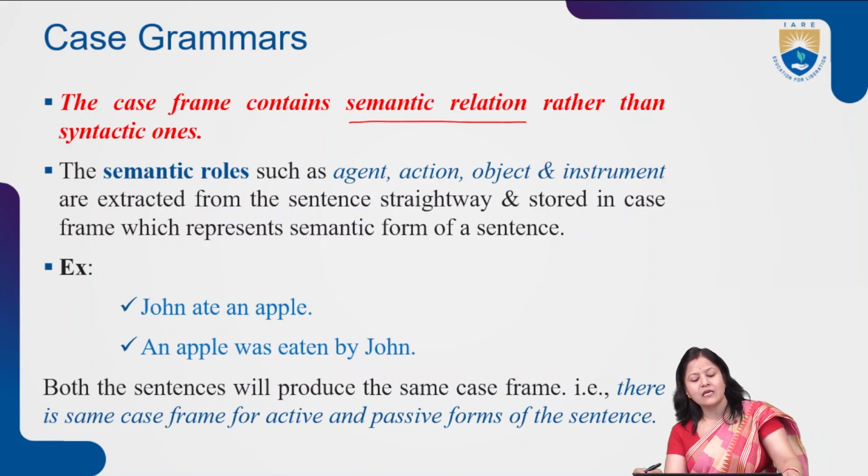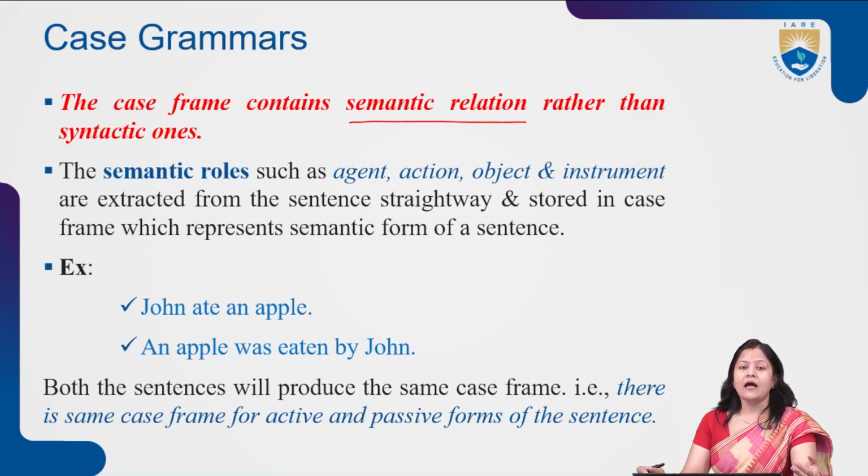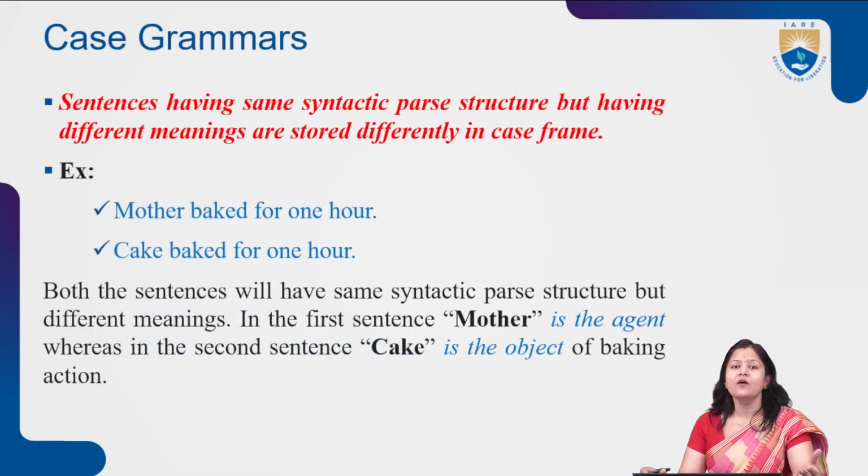For example, here we'll see "John ate an apple" and "The apple was eaten by John." Both sentences will produce the same case frame, because there is the same case frame for the active and passive forms of the sentence. John is the agent here, the action performed is eat, and apple is the object. So one sentence is active and the other is passive voice, but they represent the same case frame.